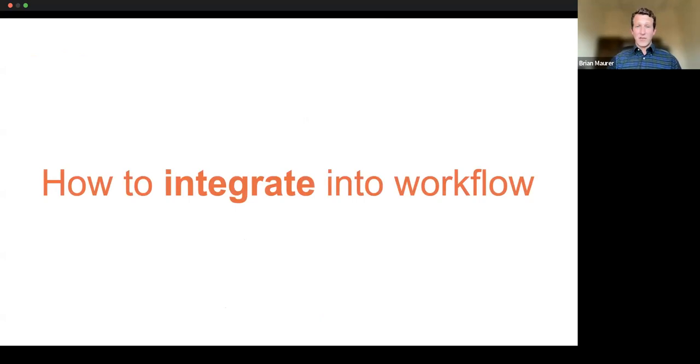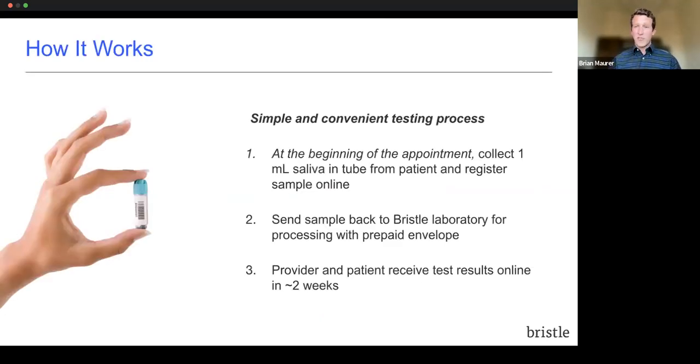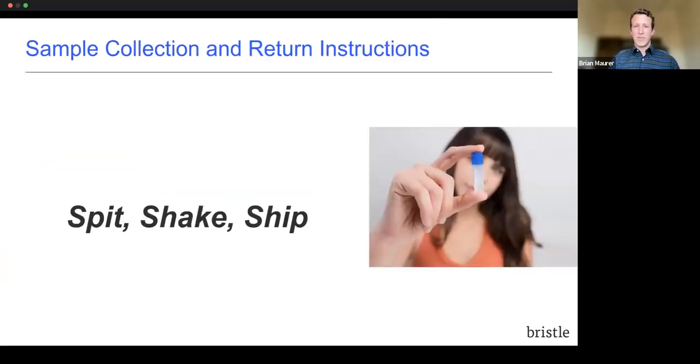So in terms of integrating this into the workflow, it's a simple and convenient testing process. So at the beginning of the appointment or even at home, the patient will just collect 1 milliliter of saliva in a tube and register it through our online portal. They'll then send the sample back to our lab in a prepaid mailing envelope where it'll be processed and returned to both you and the patient, the results, online in about 2 weeks. But to simplify, it really boils down to spit, shake, and ship it back to the lab, and you're all set.